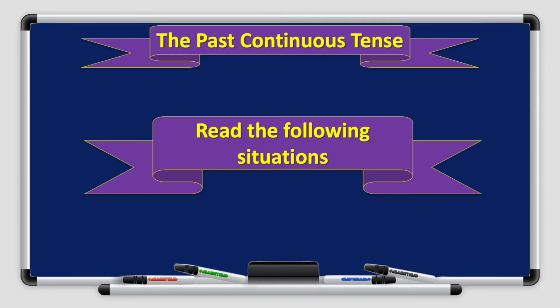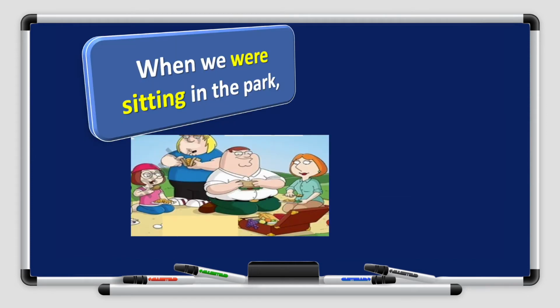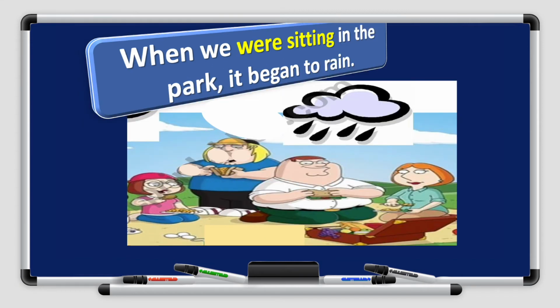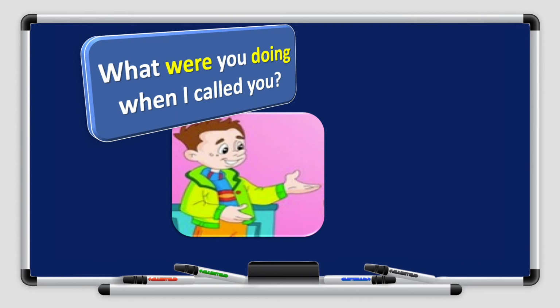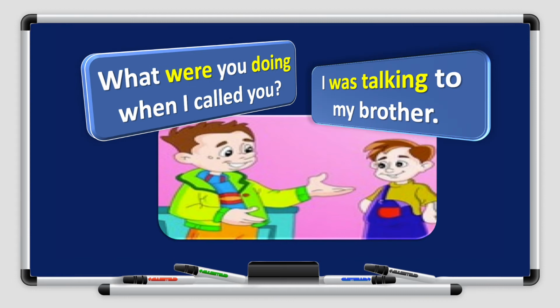Let's read the following situations. When we were sitting in the park, so it's in the past, it began to rain. Look at the two parts of the sentence. What were you doing when I called you? Again, focus on the pattern here, were and doing. I was talking to my brother. I was talking.